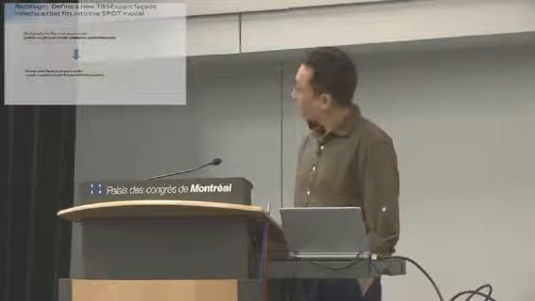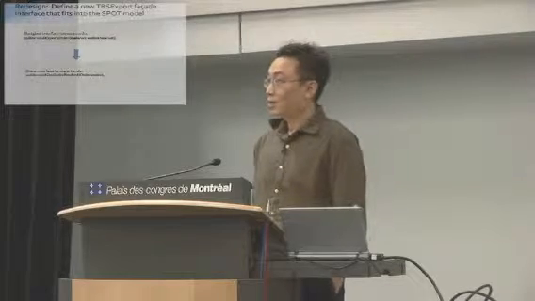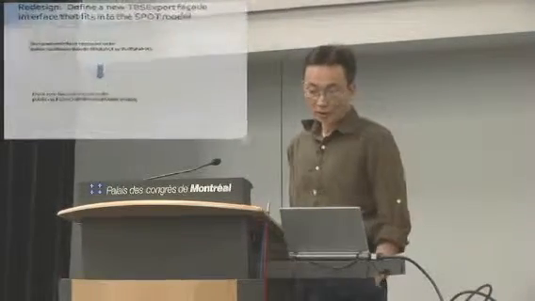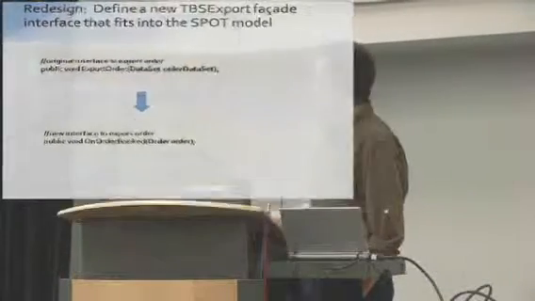The first thing we did was redesign the new TPS export interface to speak the spot domain language. Let's compare the old and new interface methods for booking an order. The old one takes a generic data structure, a dataset, as input. This requires the spot domain layer to convert its domain objects into datasets first. The new interface simply takes spot domain objects as input. With this change, we could remove every piece of code in the spot domain layer that translates spot domain objects into datasets, making the spot domain layer much simpler, lighter, and easier.